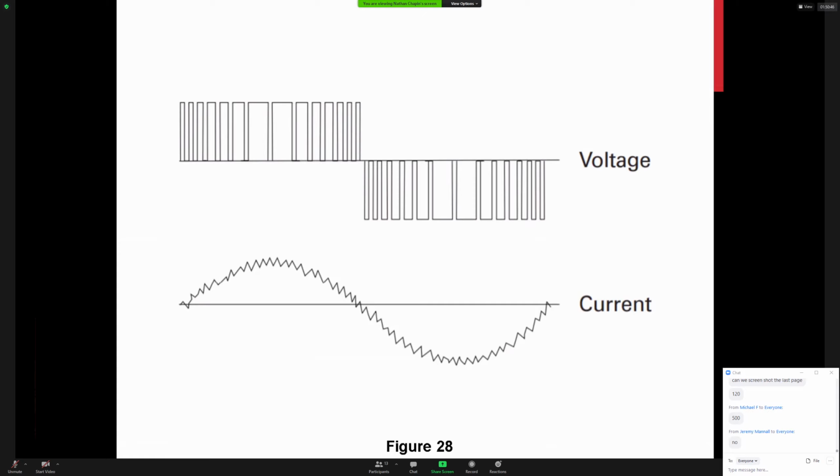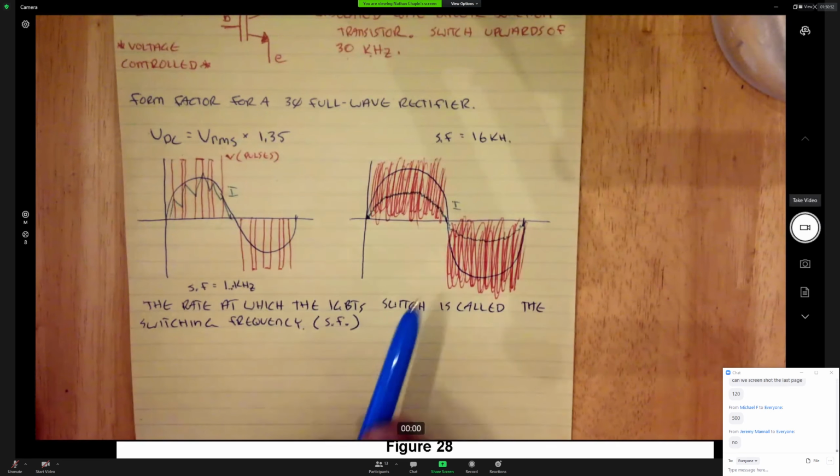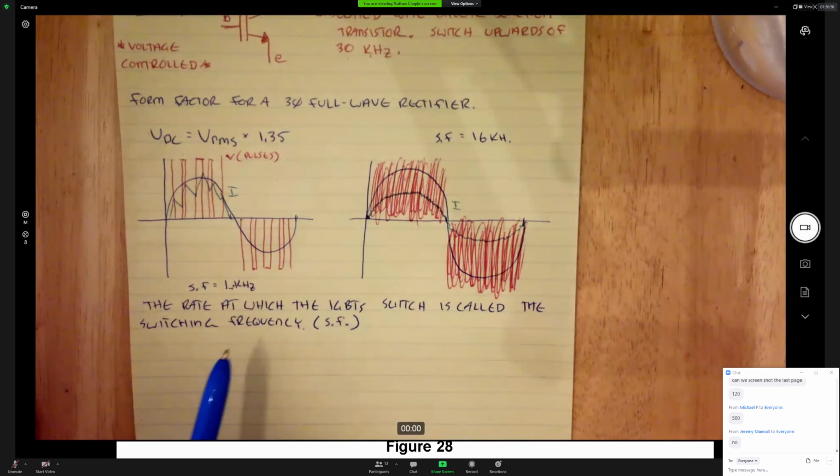So one last thing to compare, and then I'll open it up to questions and we'll see where we're at. Is this kind of making sense to everybody? Switching frequency?